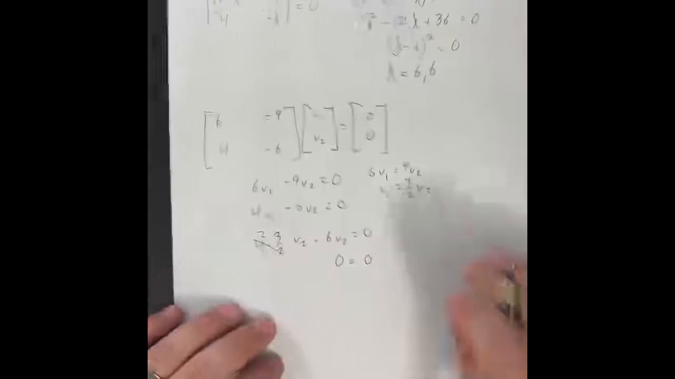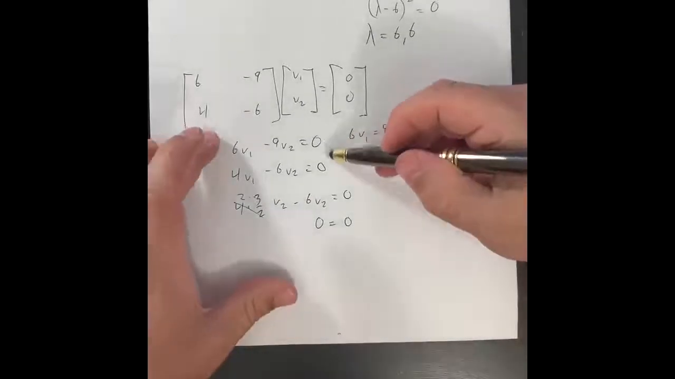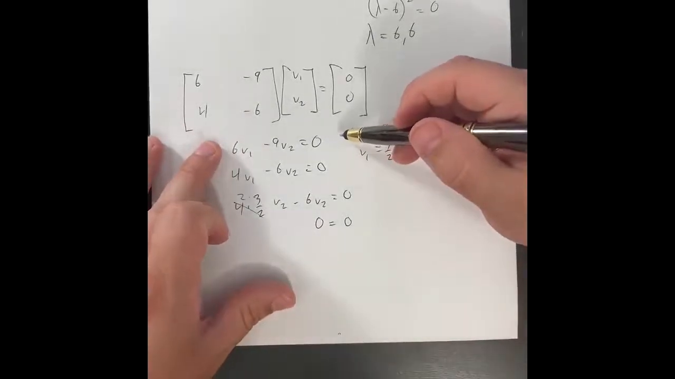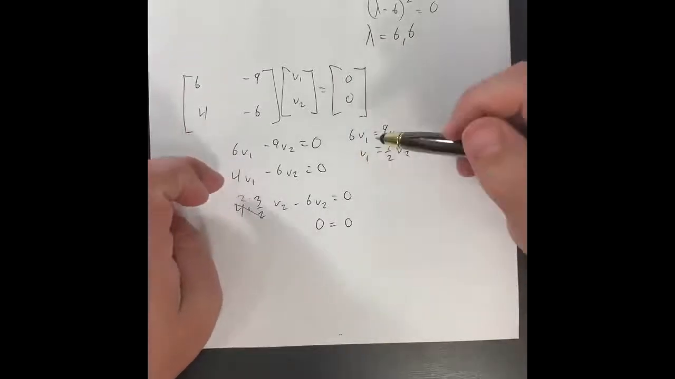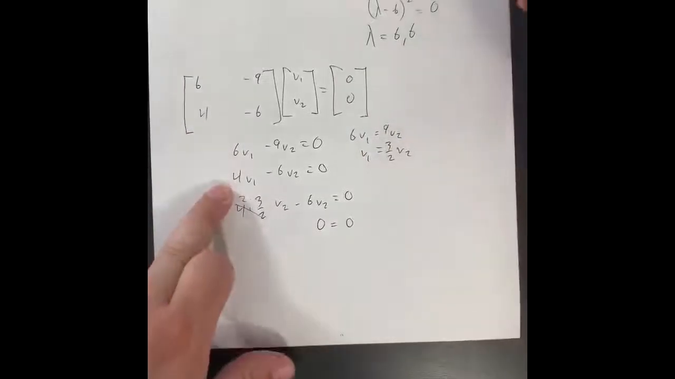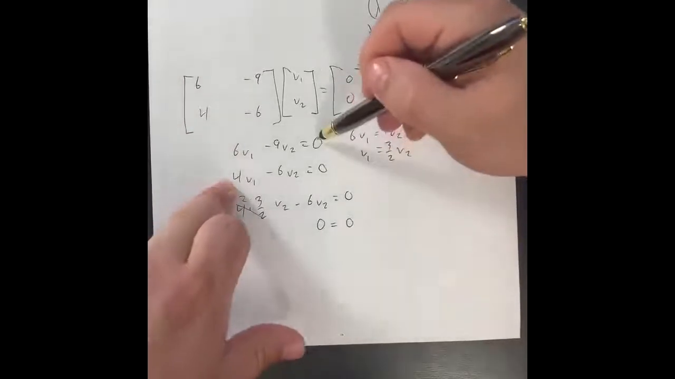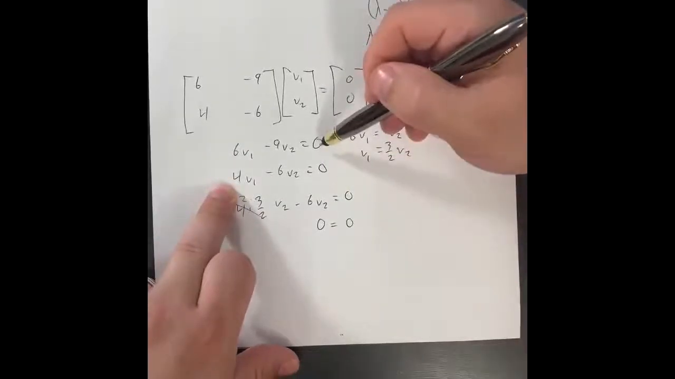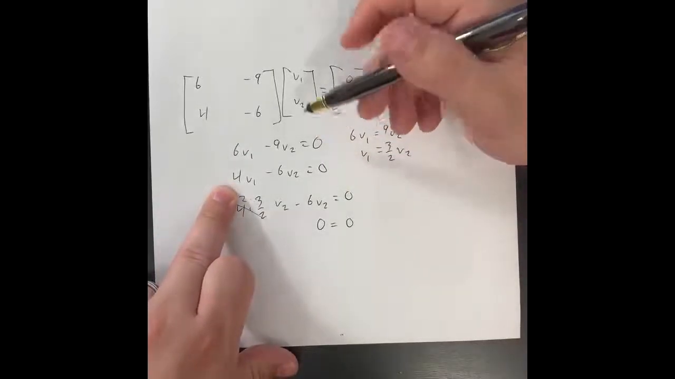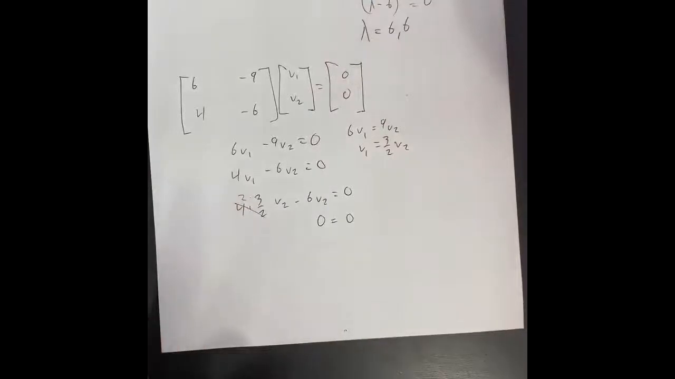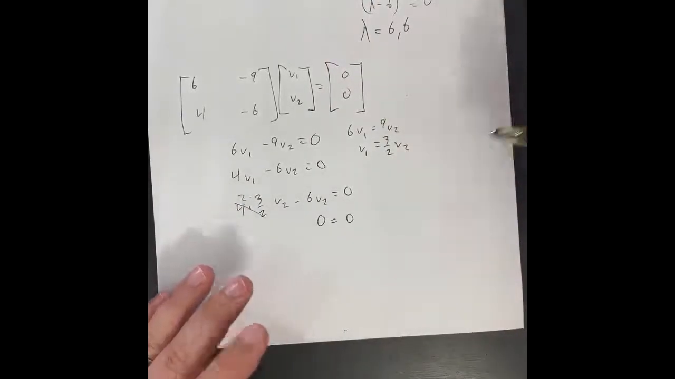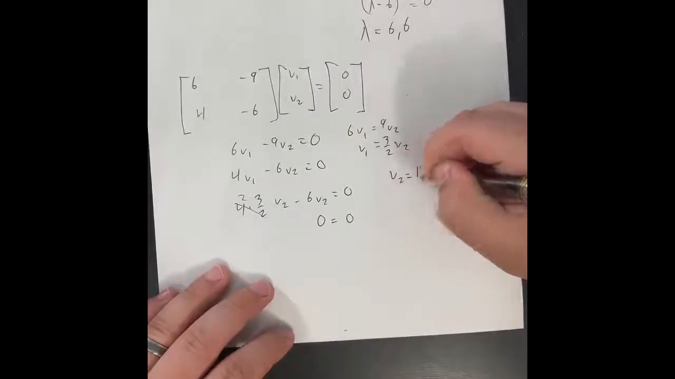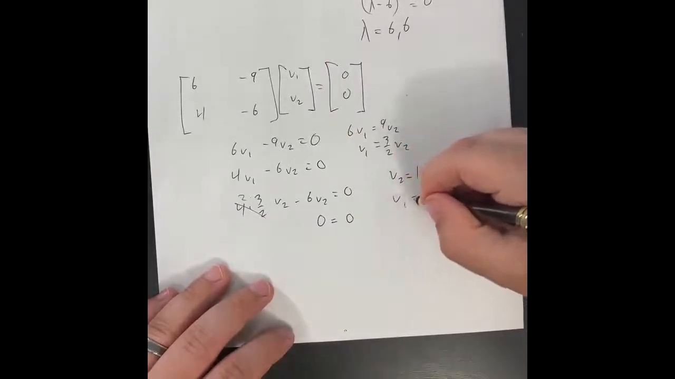That's good. That means that these two equations are equivalent to each other. You can see that if you multiply the second equation by 3 over 2, we get the first equation. So this is a redundant equation. That's what's supposed to happen, right? So we still have to make a choice, which is what we want. In this case, for example, if we say v2 equals 1, then v1 is going to be 3 halves.